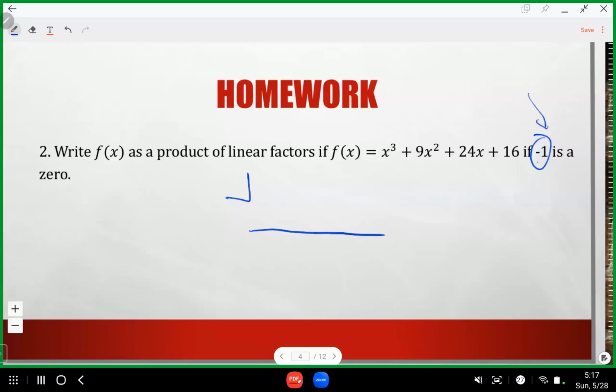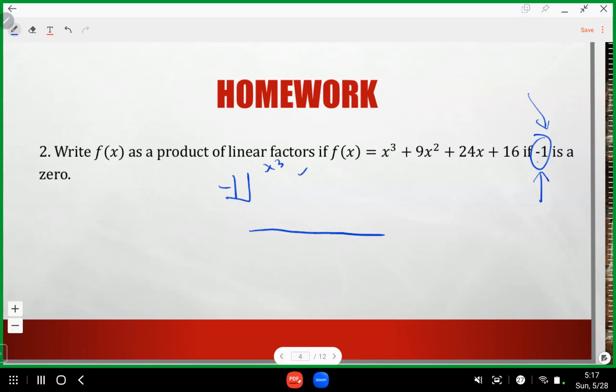Negative. It's -1, right? So if it gives you -1 is a 0, the root is -1. It's not +1. You understand? Oh, yeah. All right, great. Okay, continue.